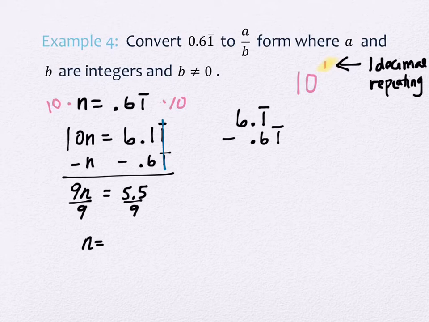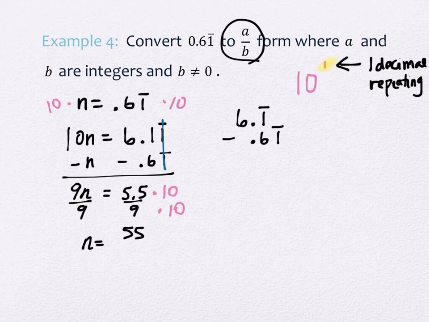Right. The directions actually tell us that we want this as a over b, where a and b are integers. I mean, we can get it that way, but it's not that way yet. So what would I need to do with 5.5 and 9 to actually turn it into integers? Multiply both by 10. You got it. That's the easiest fix. So what does that become? 55 over 90.